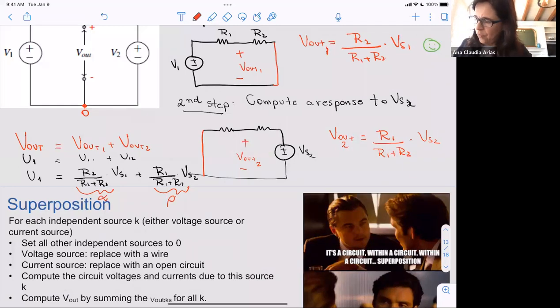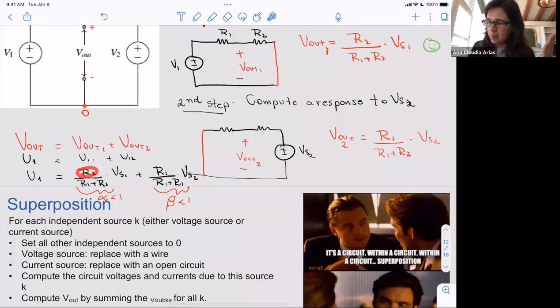And this is a nice circuit because it's summing the voltages with some constants, which I could call alpha and beta, that are less than 1. How do I know that they are less than 1? Well, because they are ratios of resistors. If I have one value and I divide it by that value plus something else, I'm going to get a number that's less than 1. Same thing here. I have a resistor of a given value. I divide that by that value plus something else. I'll get something that's less than 1.